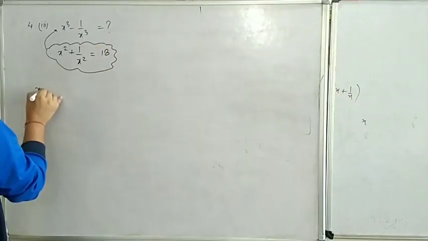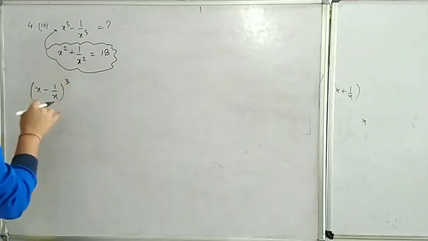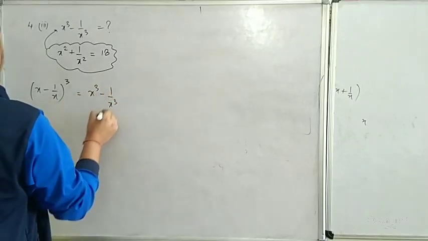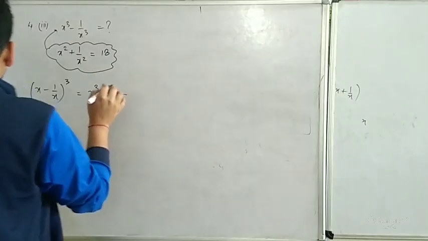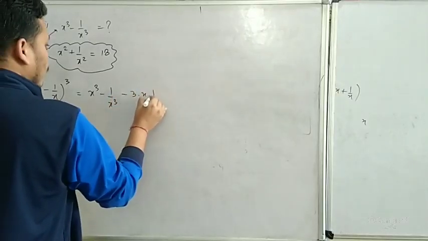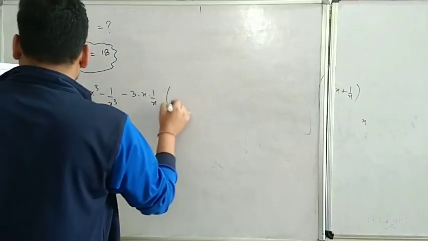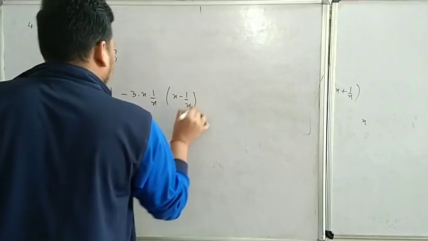This is a minus b, that is x minus 1 by x whole cube. So this is x cube minus 1 by x cube minus 3ab into a minus b. What will it finally be? Minus 3 into x into 1 by x, then again a minus b, which means x minus 1 by x. This is our formula.